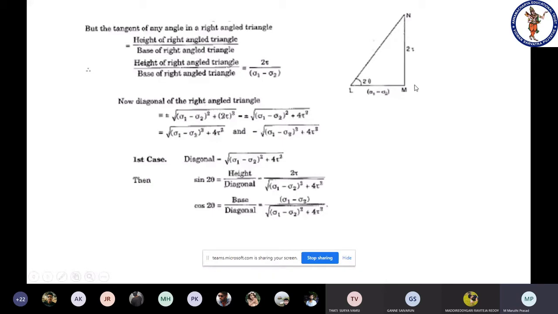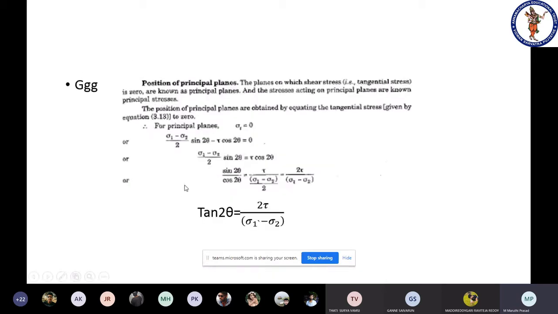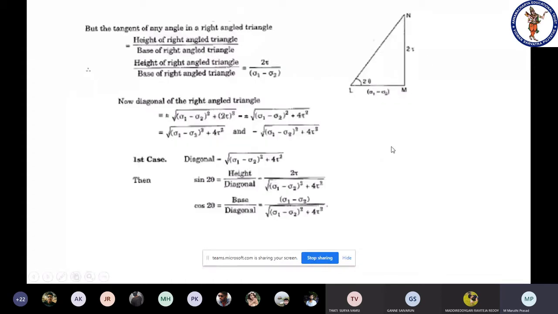So in this particular angle, whatever may be the derivation, we got tan 2 theta equals 2 tau by sigma 1 minus sigma 2. I have formed one right angle triangle in which I have represented 2 tau as the opposite side and sigma 1 minus sigma 2 as the adjacent side. Is it clear? Simply what we did, we want to calculate the position of the principal plane.